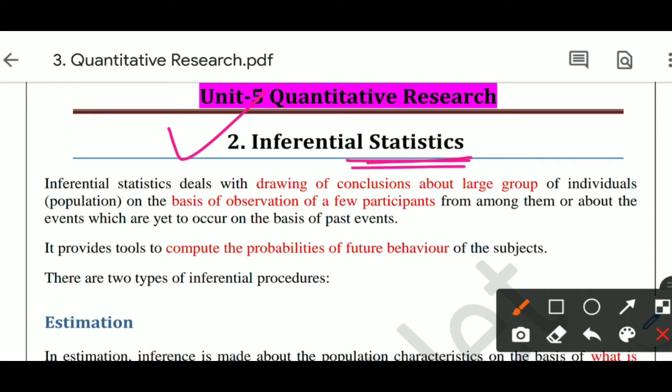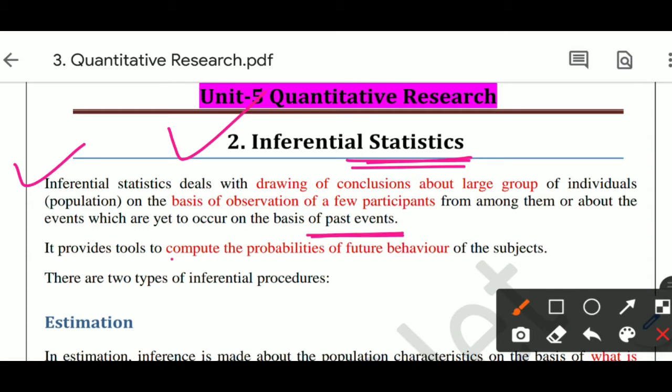So basically this deals with drawing conclusions about a large population. Like you have 100 samples, so you take some samples, observe them, and give the conclusion about a large population. So that is called inferential. That means you are drawing the conclusion about the large population on the basis of past events, or you can say you are taking some sample from the large population.